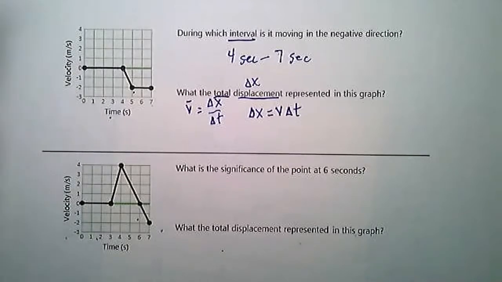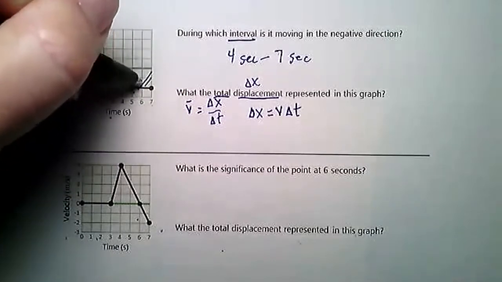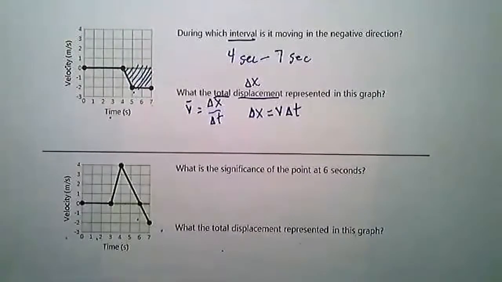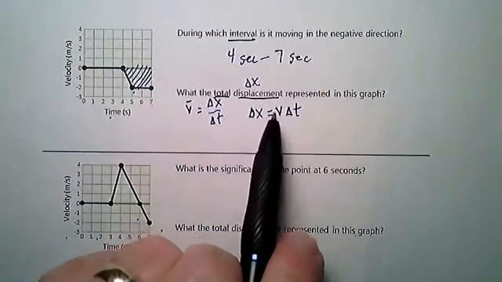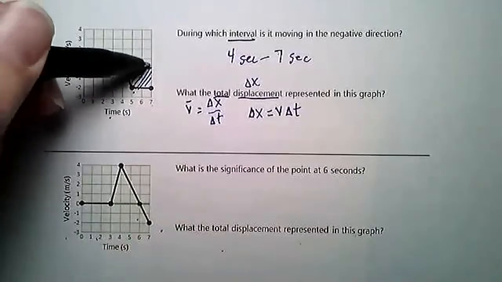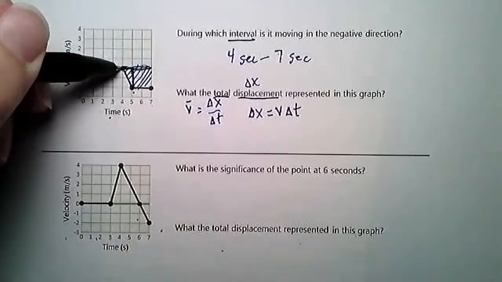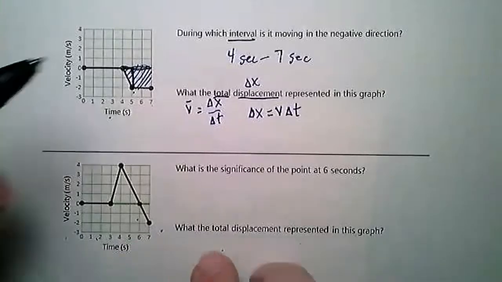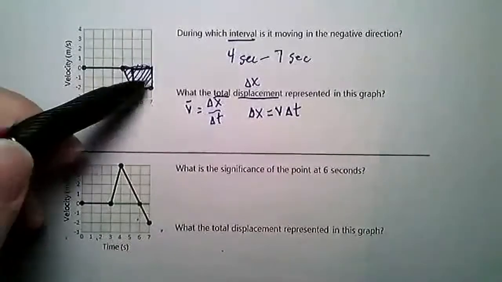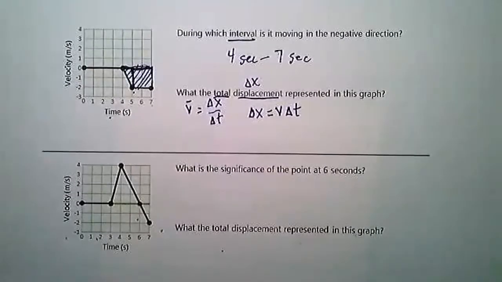Remember, we get area by length times width. So if we can figure out what this area is right here, we will know what this displacement is. Now you might say, well, golly, it's kind of a weird shape, but I can break this down into two shapes. I can break it down into a triangle and a square. And if I just figure out those two areas separately and then add them together, I'll have my displacement.